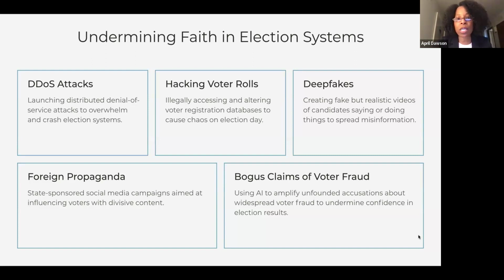And so there are ways that AI is being used, and a lot of these things we've already talked about. And the misuse of AI in the election context has multiple impacts. And so I want to just focus a little bit and highlight what it does to the faith in our system. And so one way that AI is being used is to attack and crash our election systems. And so we'll talk a little later on about ways to mitigate that.